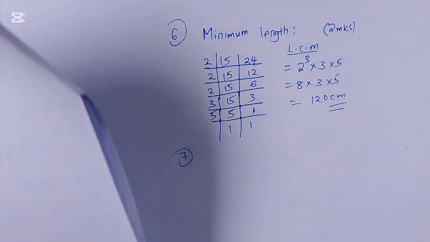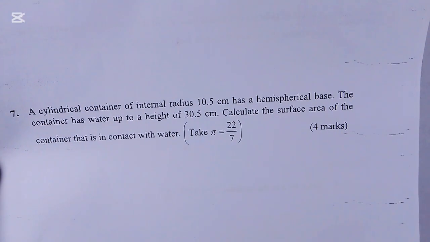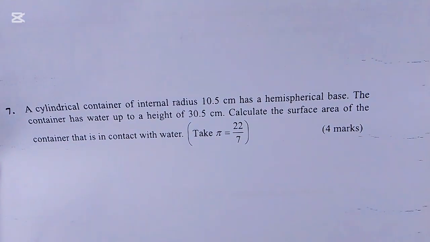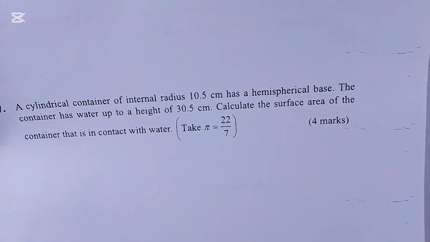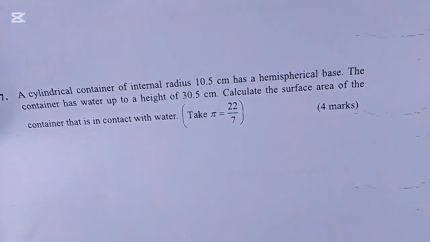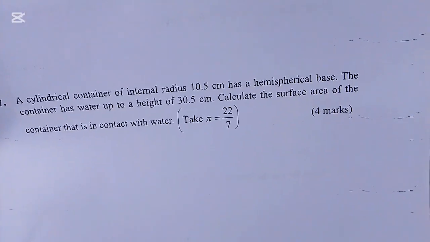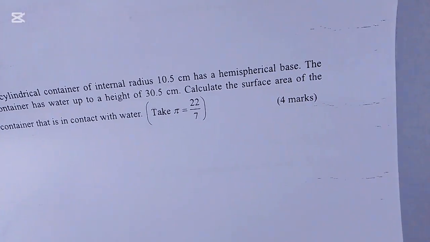Question number 7 reads: a cylindrical container of internal radius 10.5 centimeters has a hemispherical base. The container has water up to a height of 30.5 centimeters. Calculate the surface area of the container that is in contact with water.